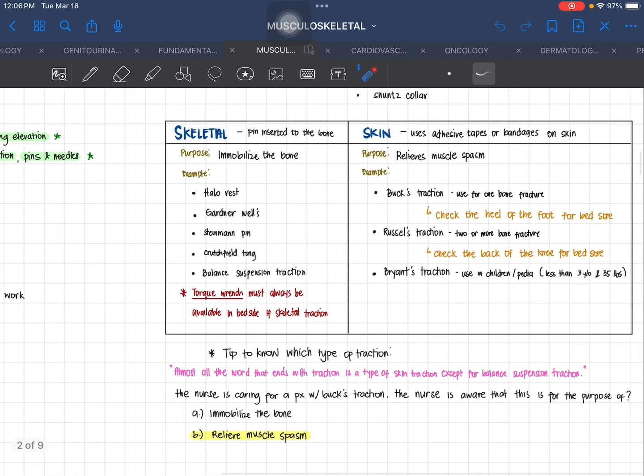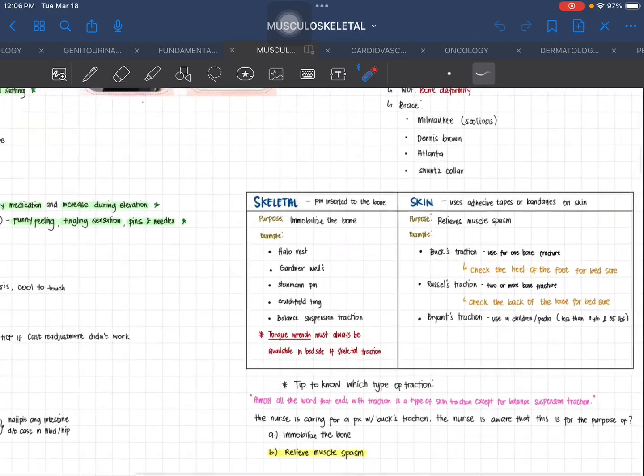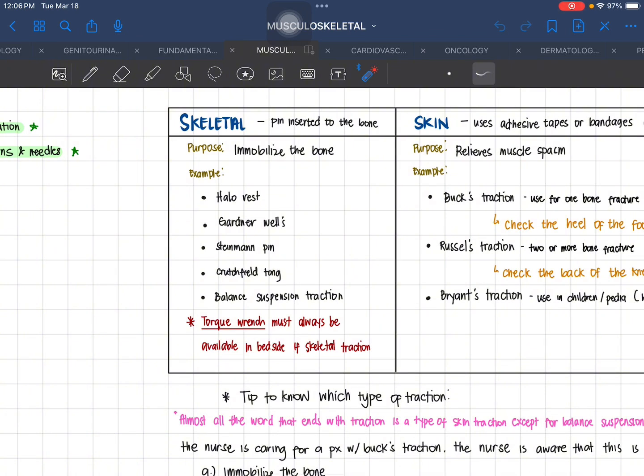So, sa skeletal traction, ayan, pin inserted to the bone, pins and needles. Sa skin traction, they use adhesive tapes or bandages sa skin. So, ang purpose ng skeletal is to immobilize the bone, while the purpose of skin is to relieve muscle spasm. Sayang walang picture, pero yun. Again, ang purpose ng skeletal is to immobilize the bone. Kapag skin, ginagamit na adhesive and tapes para lang ma-relieve yung muscle spasm mo.